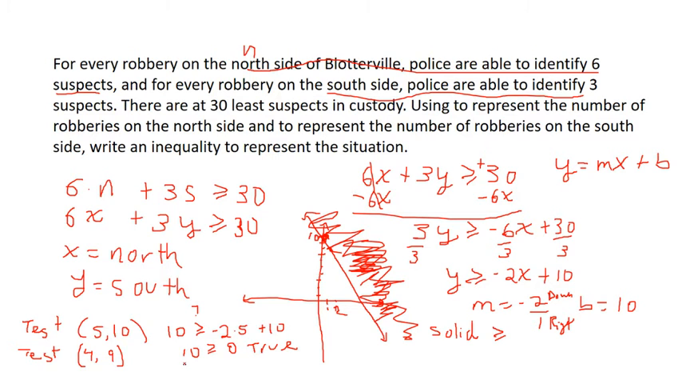So I'm going to have 9 is greater than or equal to negative 2 times 4 plus 10. Well, that's going to give you negative 8 plus 10. That's going to give you a positive 2. So we're going to have 9 is greater than or equal to 2. That's a true statement as well.